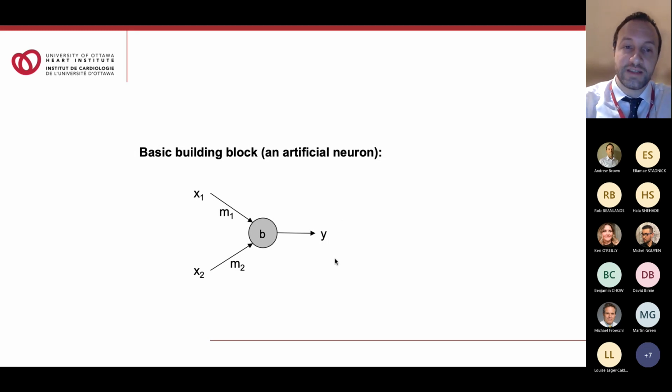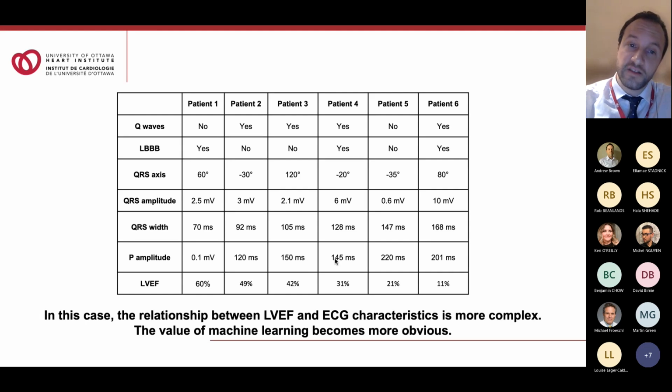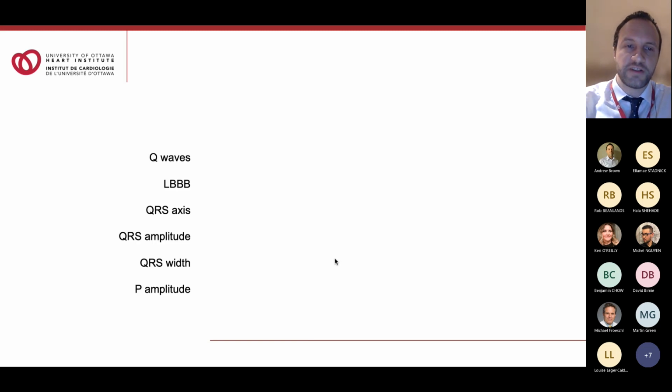Of course, that's when more data is available, that's when the value of machine learning becomes more obvious. In this contrived example, you could add many more ECG concepts to your database and use those to try and predict ejection fraction. So for example, here we have the Q wave, left bundle morphology, QRS axis, and so on and so forth.